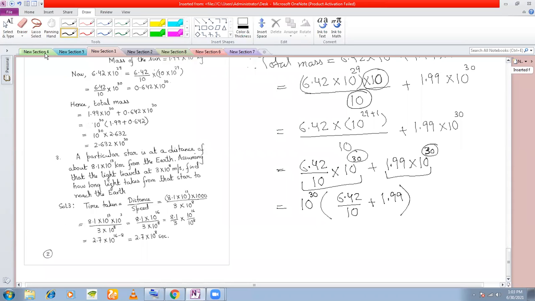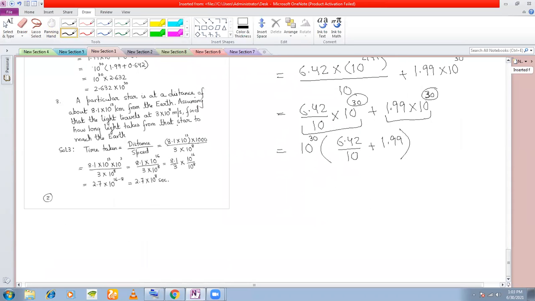Right? So now what will happen? 10 to the power of 30, 6.42. This is divided by 10. So one decimal will shift here. You'll get 0.642 plus 1.99. Now you add up 1.99 and 0.642. How much will you get? 10 to the power of 30 into 2.632, if you add these two. So therefore, what is your answer?